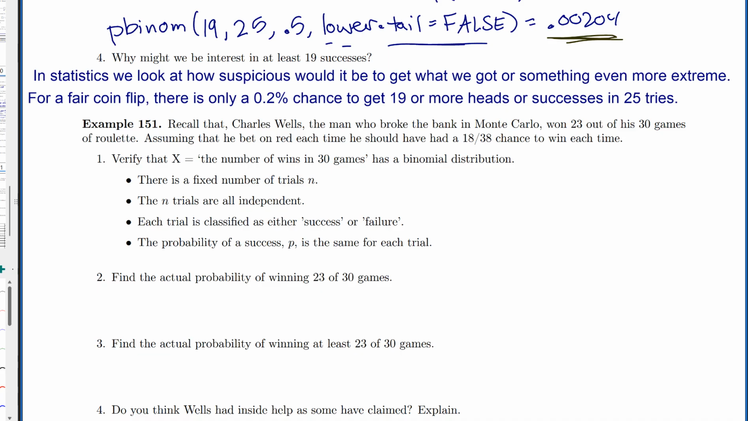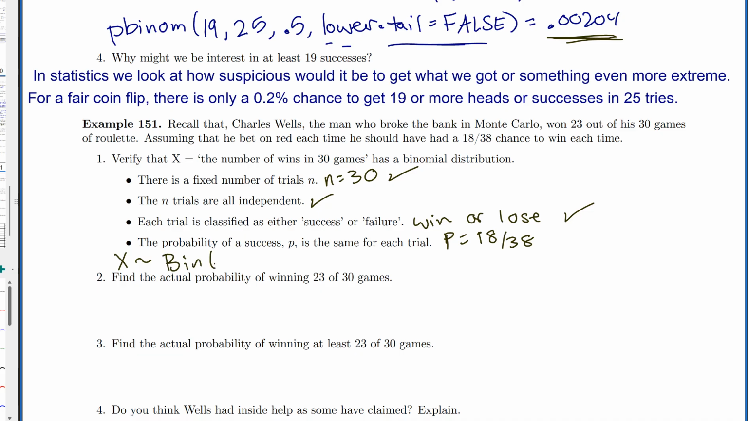So one condition is that you have to have a fixed number of trials. We know in advance we're doing it 30 times. So yep, the trials are all independent. Each one shouldn't affect the other one. We're playing roulette. Each spin should be independent. Each trial is classified as either success or failure. So you're either going to win or lose. Only two options, yep. And the probability of success is the same each time. So every time he plays, he has the same chance to win. Yep, that looks good. Our probability of winning is 18 out of 38. Okay. So we could say that X is a binomial distribution.